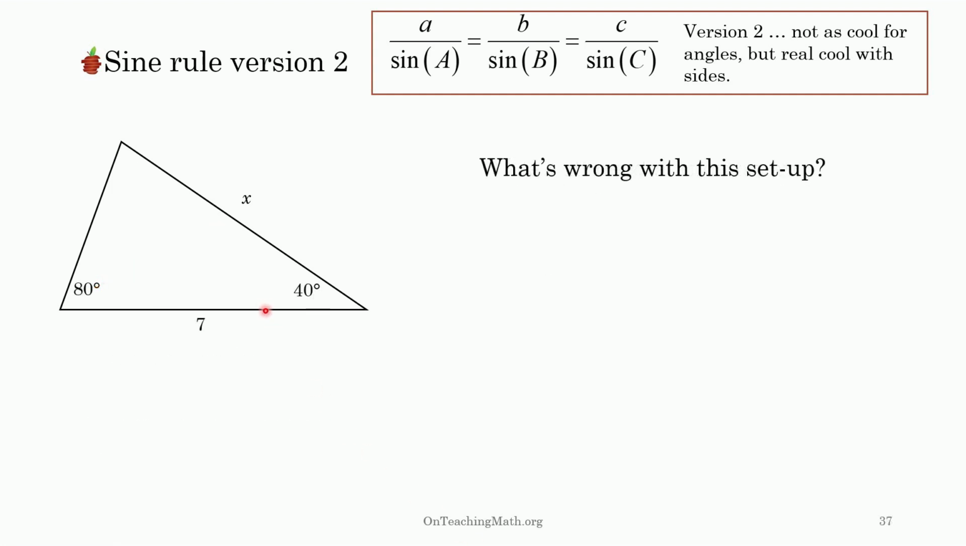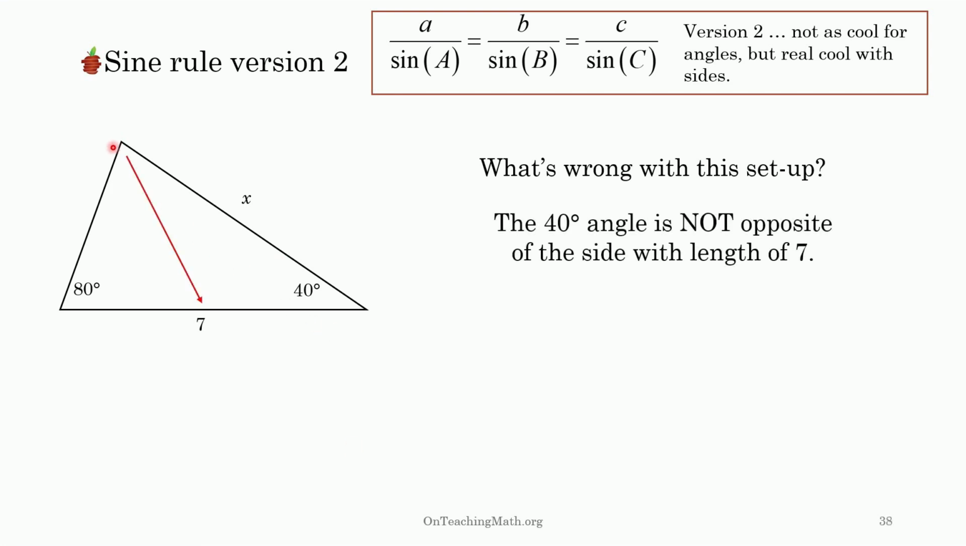All right, so let's see how that can go wrong real quick, right? What's wrong with this setup? Why would this not work for the sine rule? This will not work for the sine rule. Do you know why? Here's why. Check this out. This angle is opposite of the side marked 7, not 40. So we can't use the angle 40 degrees. It won't work out. We have to figure out this angle. Now, in this example, we could just use the fact that all the angles of a triangle add up to 180.